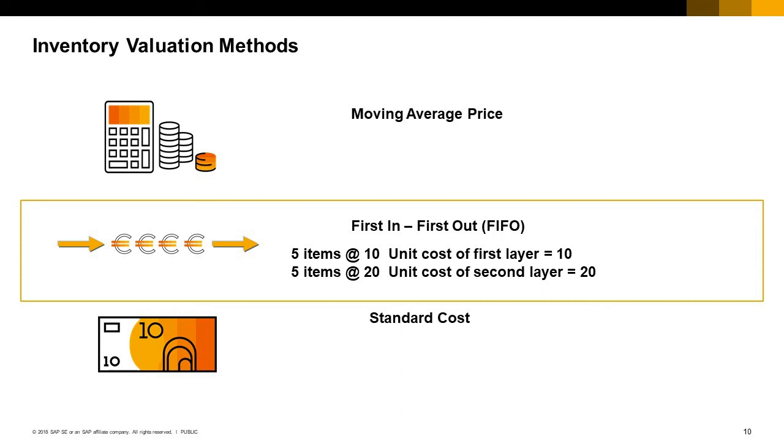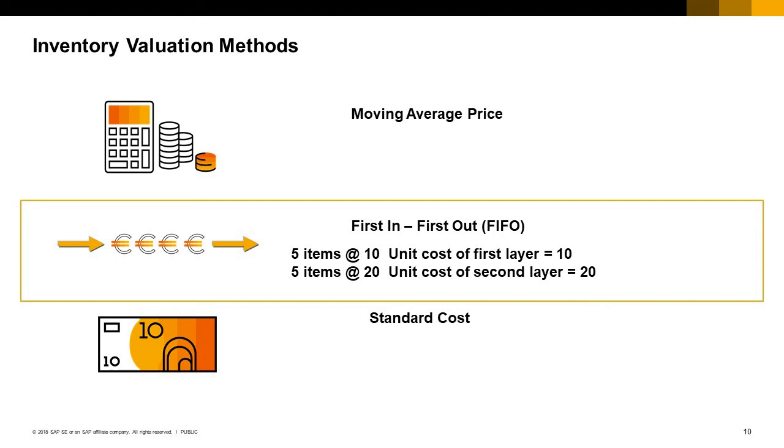How does this valuation method work? The system stores each good receipt in the inventory in a separate layer. When you post any good issue, such as when you sell an item, the system uses the price from the oldest layer, from the second oldest, and so on.